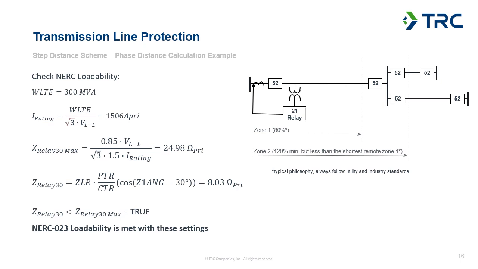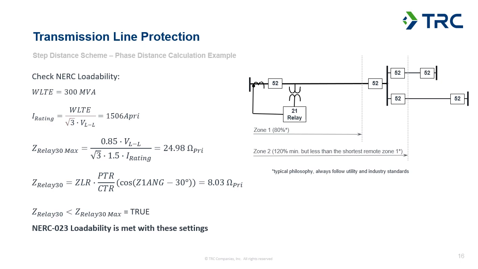So the first step is to calculate the current rating itself. So we'll take the winter LTE rating, which is 300 MVA, and we'll use that to calculate what the current magnitude would be for that loading condition. In this case, it's 1,506 amps primary.